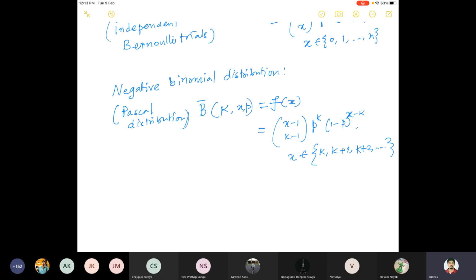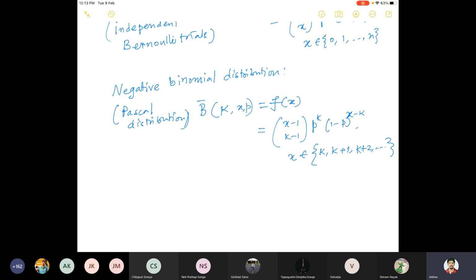Okay, and we also talked about the means of these distributions and the variances of these distributions. I gave you some formulas of means and variances, and if you want, you can plot this using any mathematical software or programming language for different values of x, p and so on, and you can see how the histogram looks like.